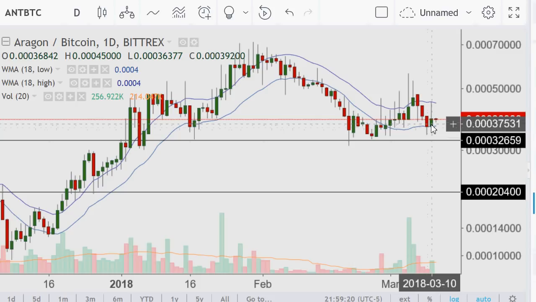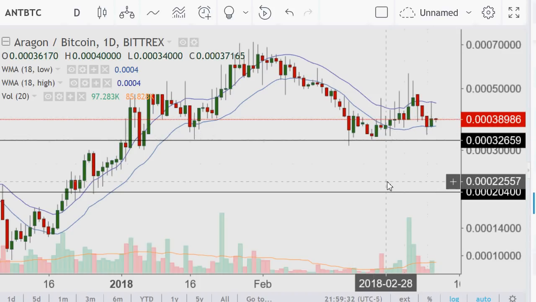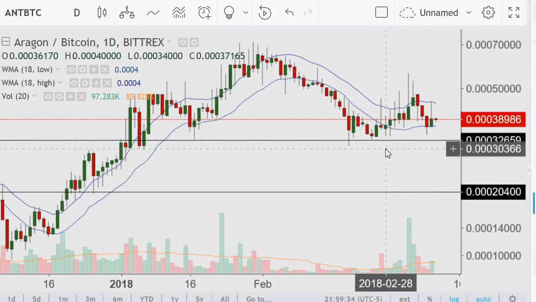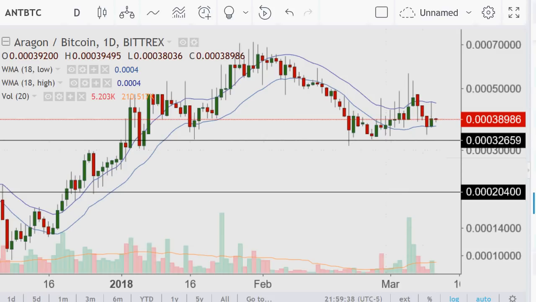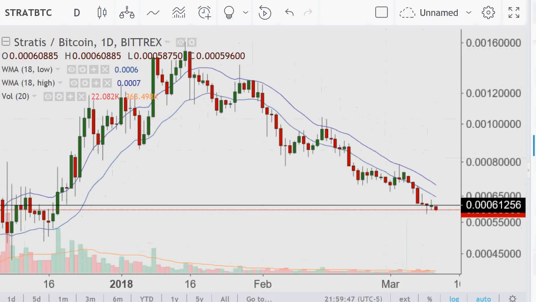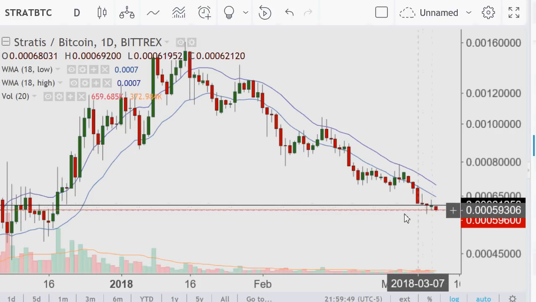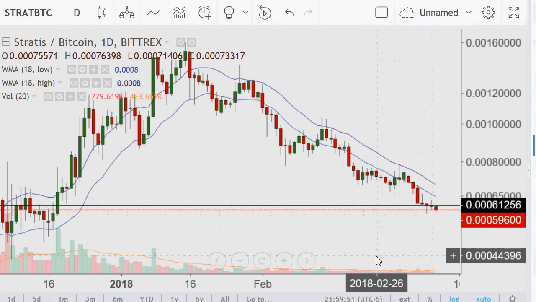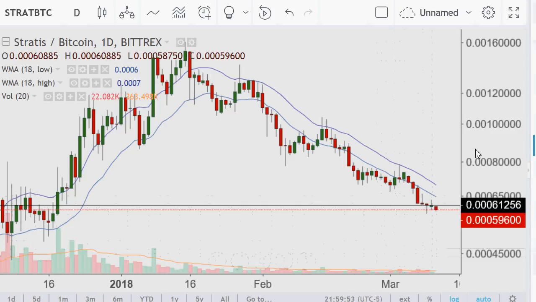The session on Saturday managed to make it up to the 18 average of highs, but pulled back. That's not cool. If you see any weakness below here, don't be surprised if this level does give in, but definitely on a break of this support, I'll be looking for price action to come down towards the 20,000 handle. I got in Strat a few days ago, and it's just grindingly going down a little bit lower. I got in at 60,000, now it's 59.6.